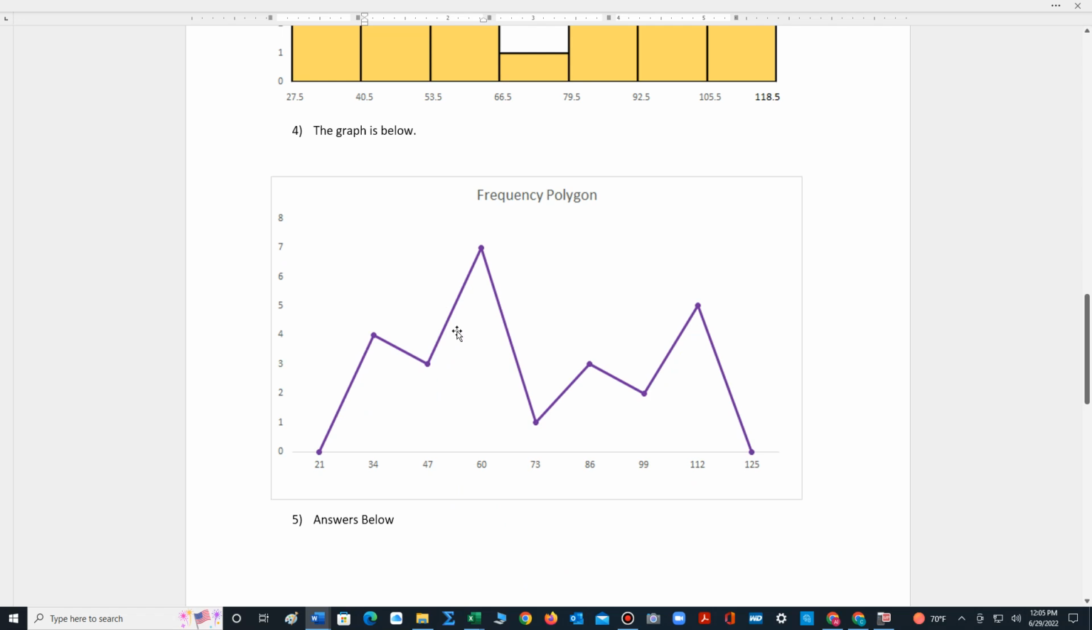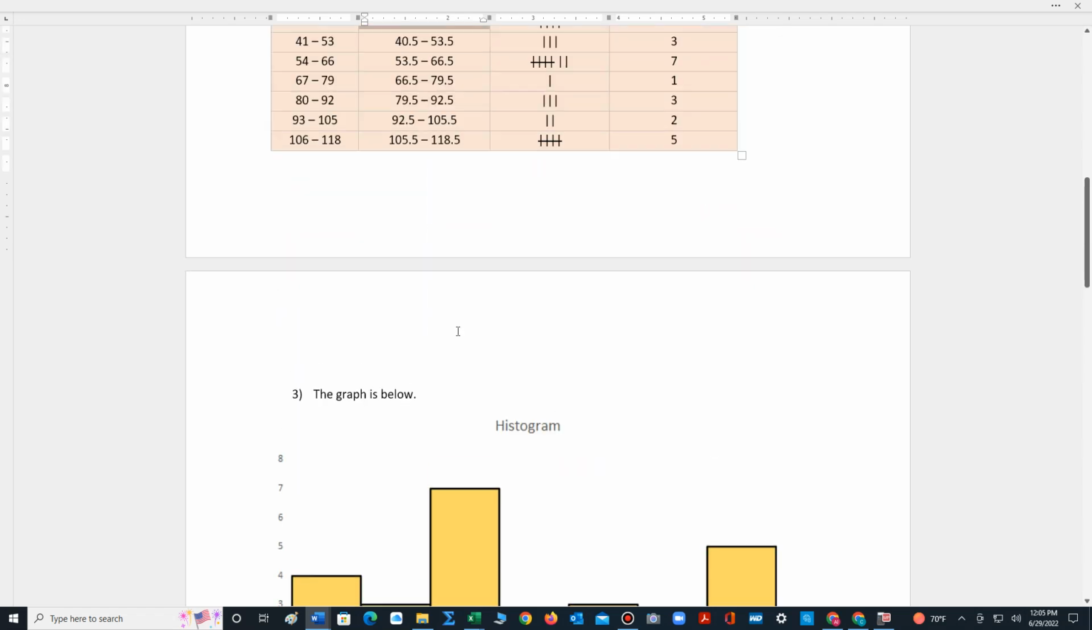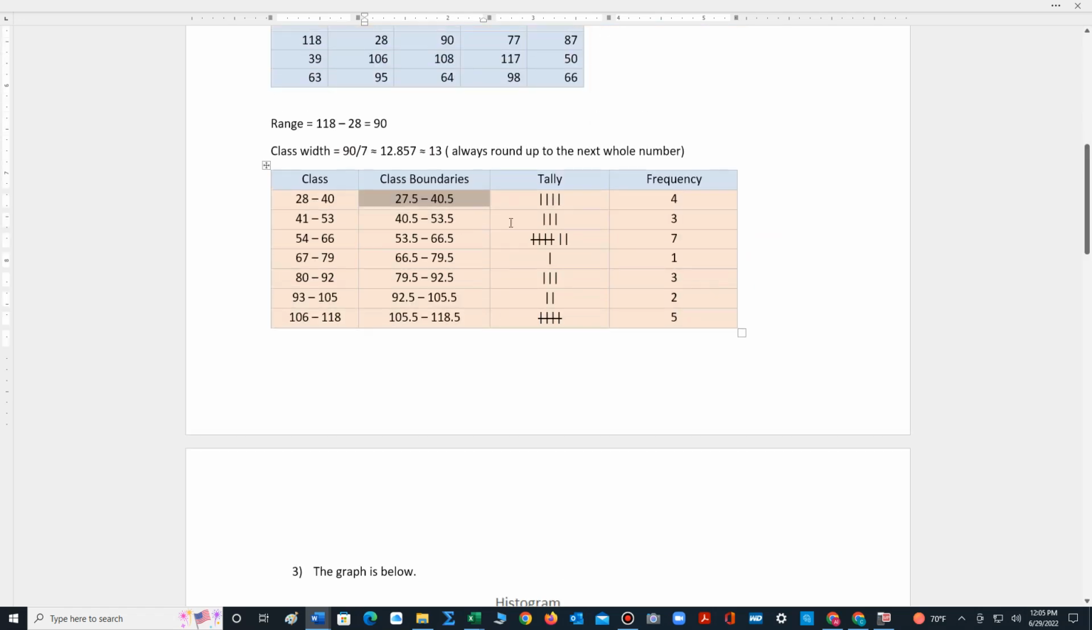Now for the frequency polygon, we have to compute the midpoints. The midpoints would be all the values that are at the center of the classes. It turns out that if we were to find the midpoint, and there is a formula, we just take the lower limit plus the upper limit, divide by 2.